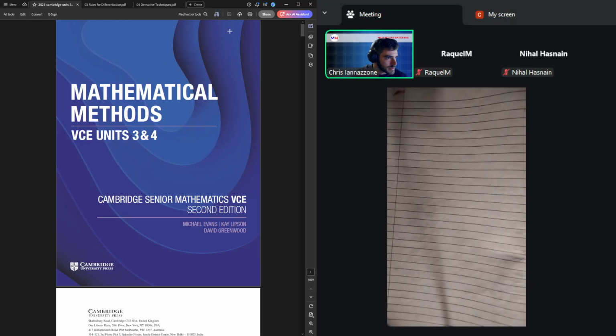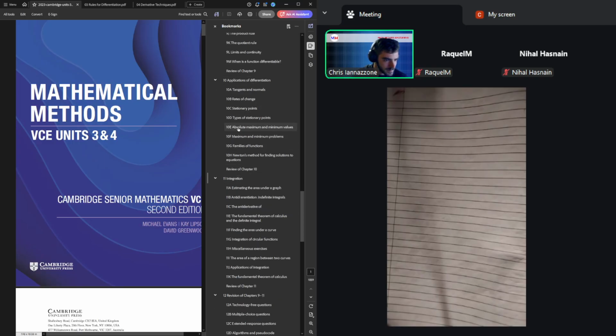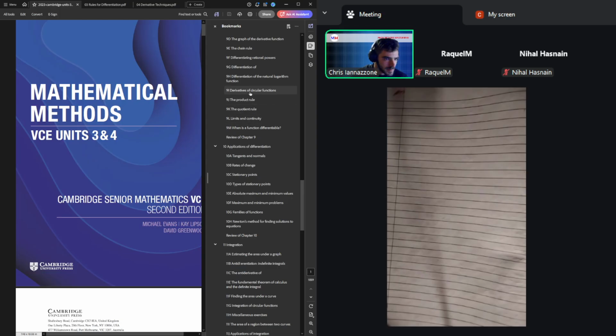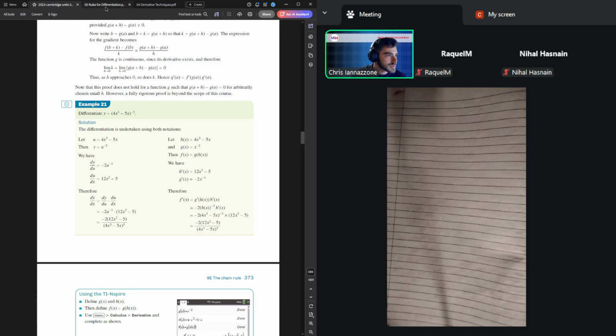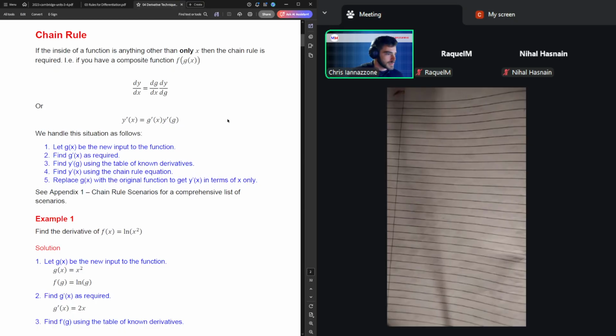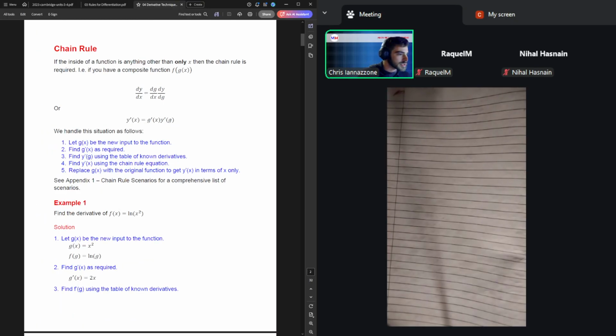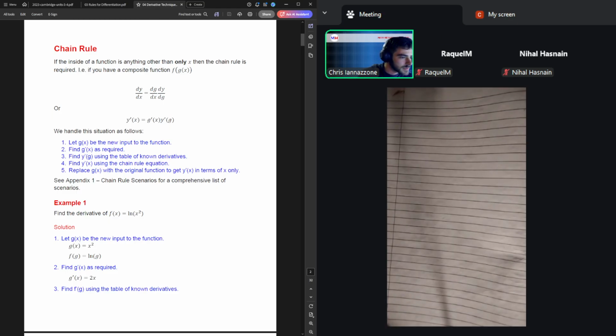Let's do an example. Chain rule. So I'll get a screen grab of the chain rule specifically, the formula as well as the steps involved.